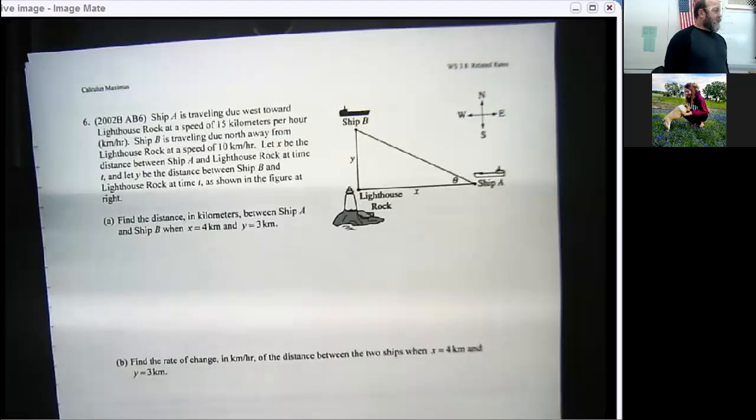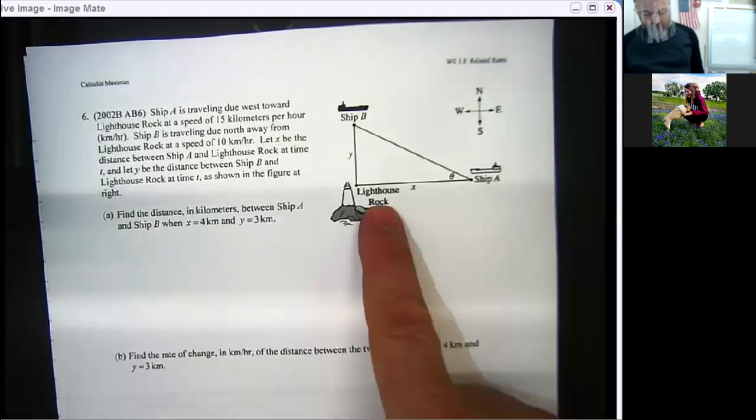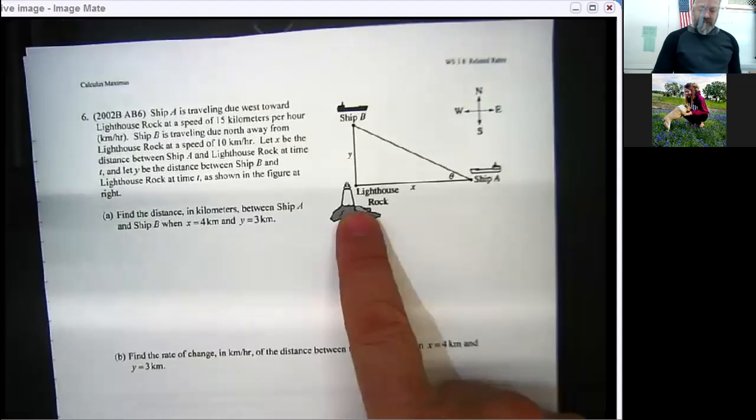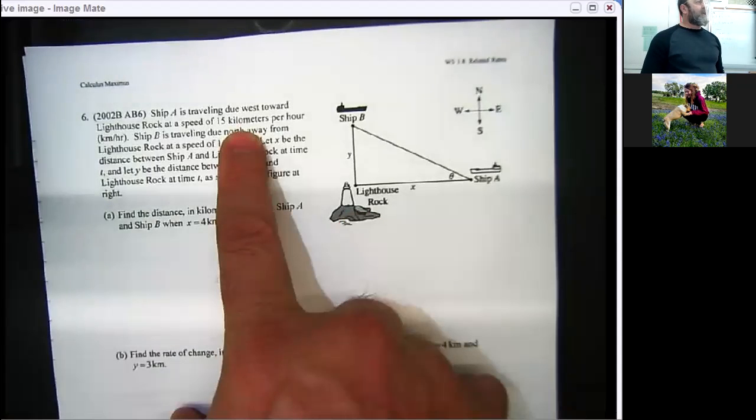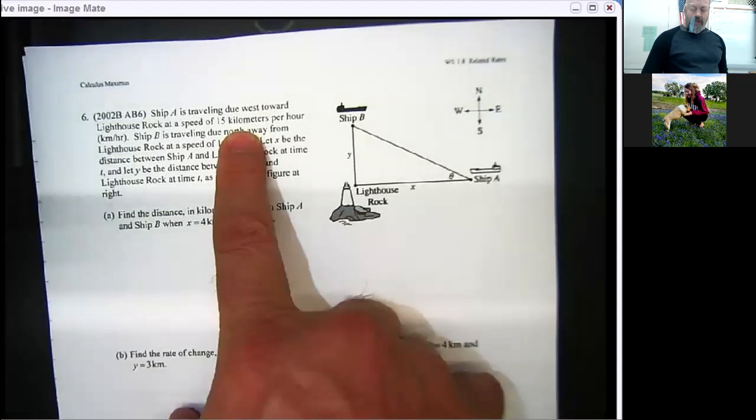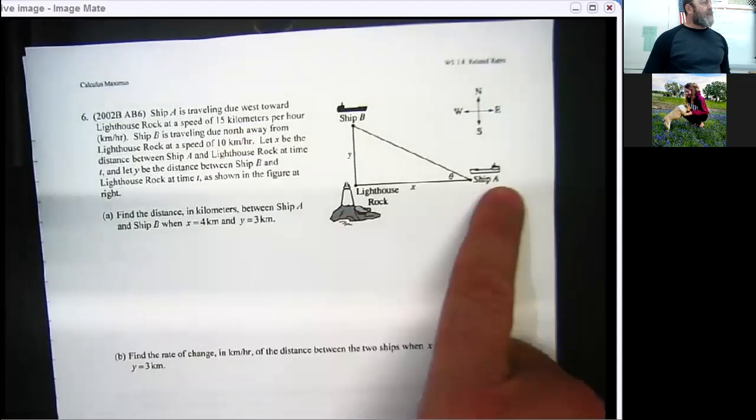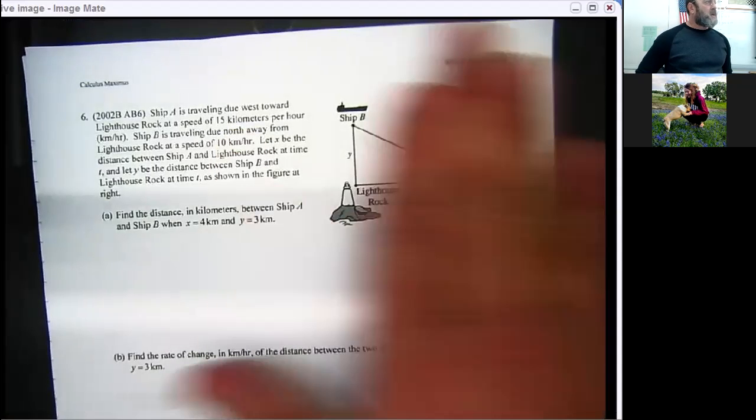Would the Pythagorean theorem be a possibility? Would trig also be a possibility? Because those both study right triangles. So the ship A is traveling due west. It's going to run into the lighthouse here, right? At a speed of 15 kilometers an hour. Wait a minute. What is that? If this is the ship, what's changing on my picture right now?